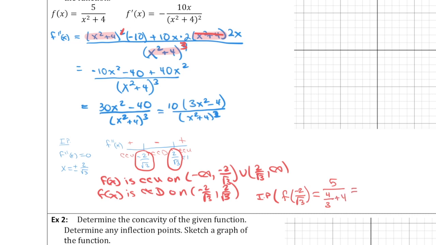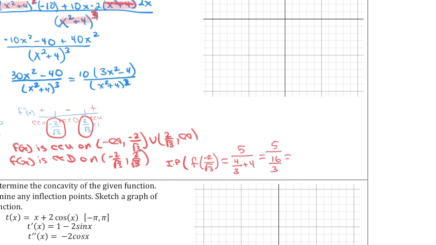So we can actually simplify this. We get 5 over, and then we'll have 12, 16 over 3. Rewrite this. This is now 15 over 16. All right, so we have two inflection points.